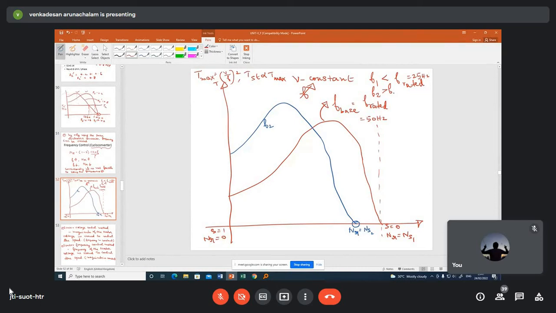So this is F2 greater than F rated. Let me take 75. Now you are increasing the frequency, so the maximum torque will decrease. Starting torque also will decrease. So you will get the graph like this.